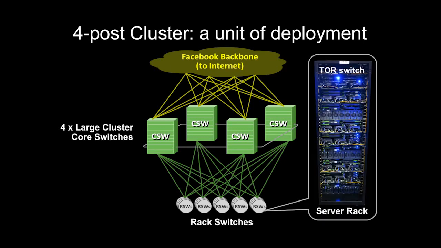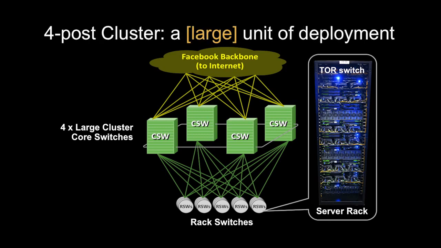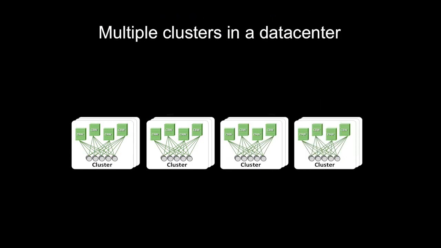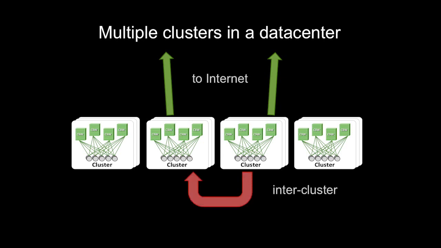Each dot on this diagram shows a server rack with a top-of-rack switch. It is a pretty large unit of deployment. We have many clusters in our typical data center. On the front, they push traffic to the internet, to people who use our site and services. On the back, clusters talk to each other.